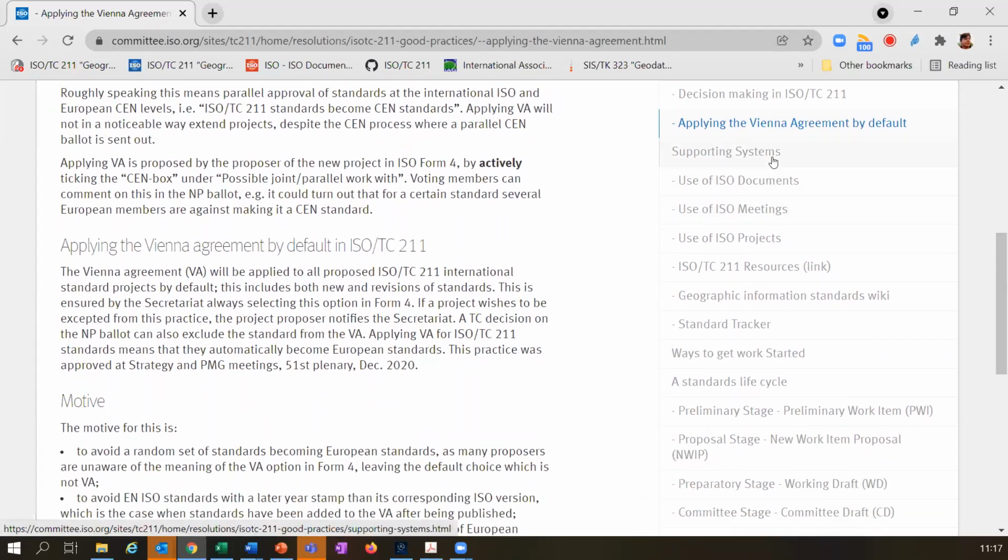Supporting systems, ISO documents, ISO meetings, ISO projects, these are ISO tools, but we also have that page that I mentioned earlier, the resource links, linking to things like the terminology pages on GitHub and the HMMG wikis and stuff like that. So that's perhaps also a very useful page to look at.